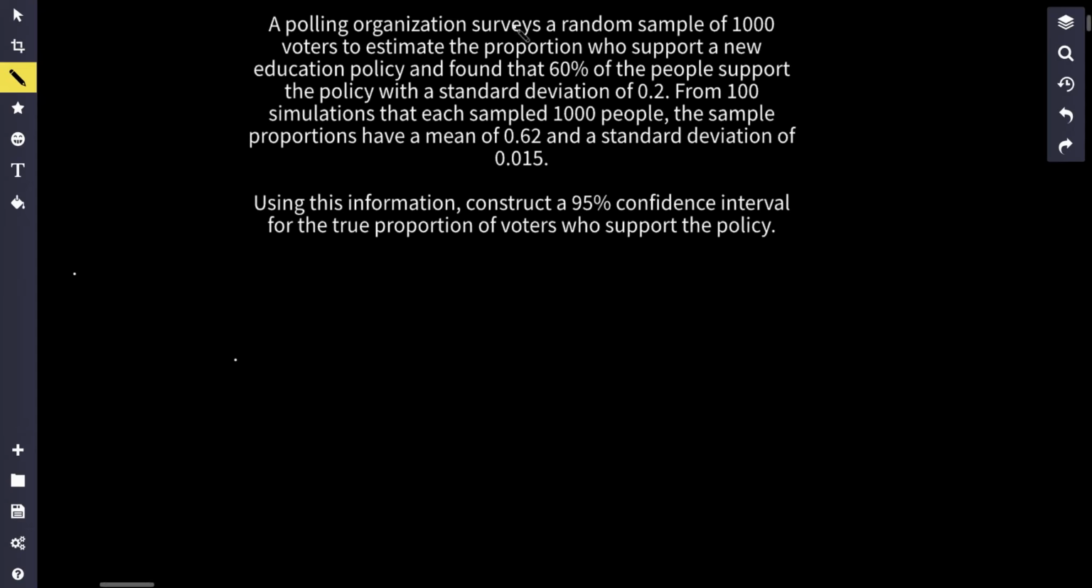A polling organization surveys a random sample of 1,000 voters to estimate the proportion who support a new educational policy. They found out that 68% of the people support this policy. There's a standard deviation of 0.2.